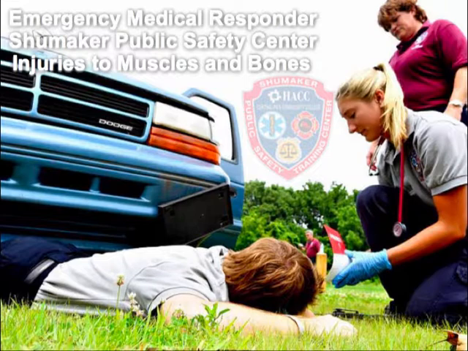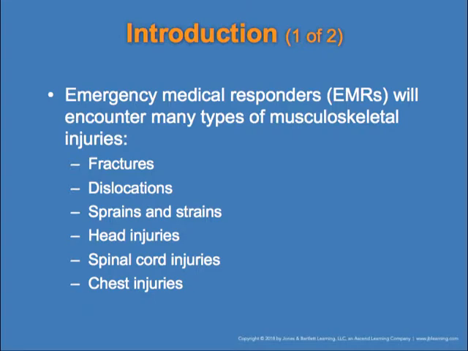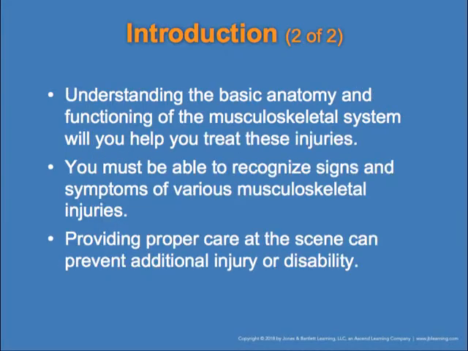James Weber here. Give you a quick rundown on potential injuries to muscles and bones. Today's discussion: EMRs will encounter a lot of people who have musculoskeletal injuries, fractures, dislocations, sprains and strains, head injuries, spinal cord. There's just a bunch of them that we'll come across, right? And we have to know how to successfully treat these types of cases.